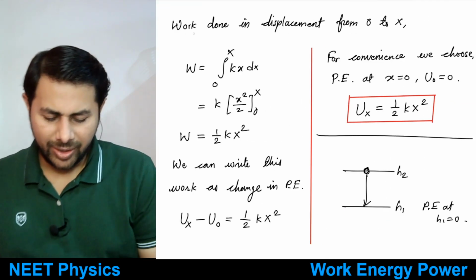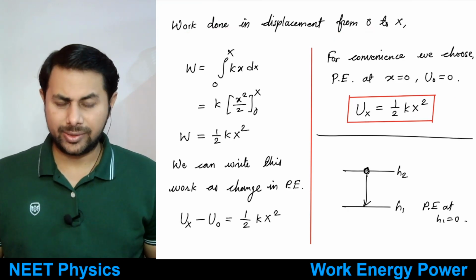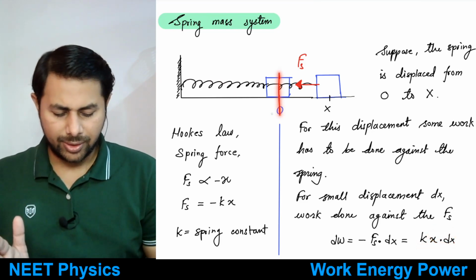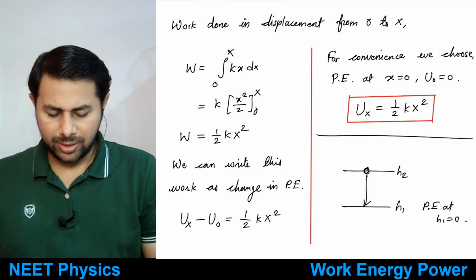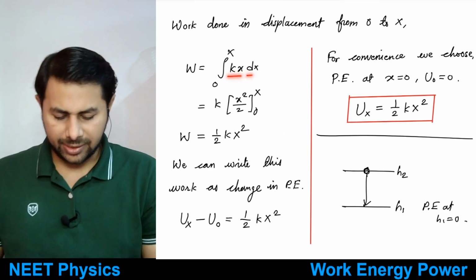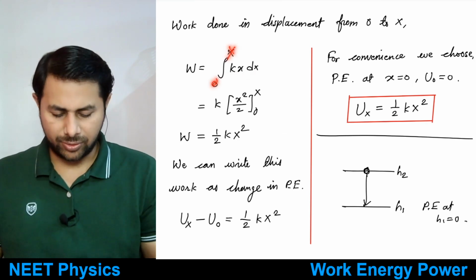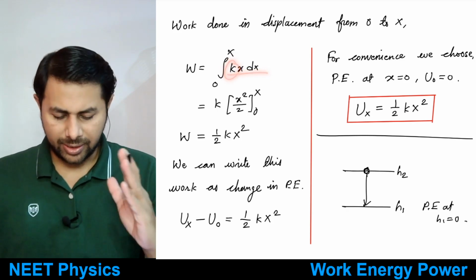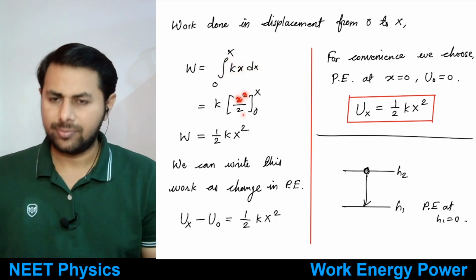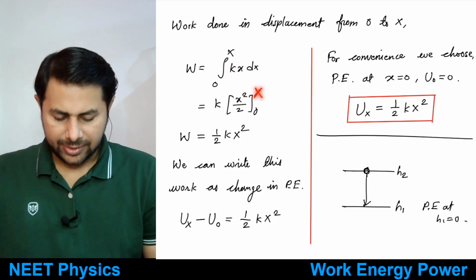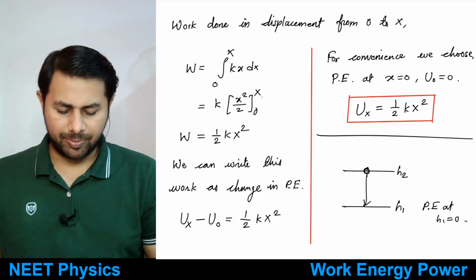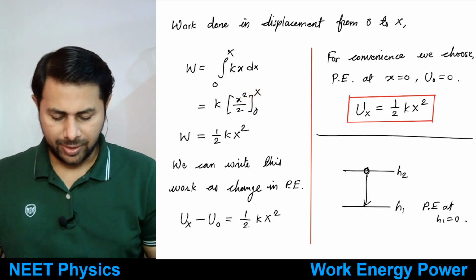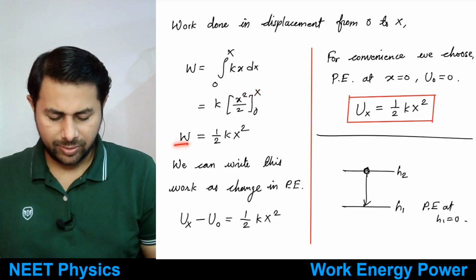Then the work done in displacement from 0 to x. That was for a small displacement dx. Now if you move it from 0 to x, how much would be the work done? The work done is just the integral of kx dx from 0 to capital X. When you integrate, you can move k outside, and the integral of x dx is just x square by 2. Then you put in the upper limit and the lower limit, but the lower limit is 0, so you need to put only the upper limit. So the work done is equal to half of kx square.